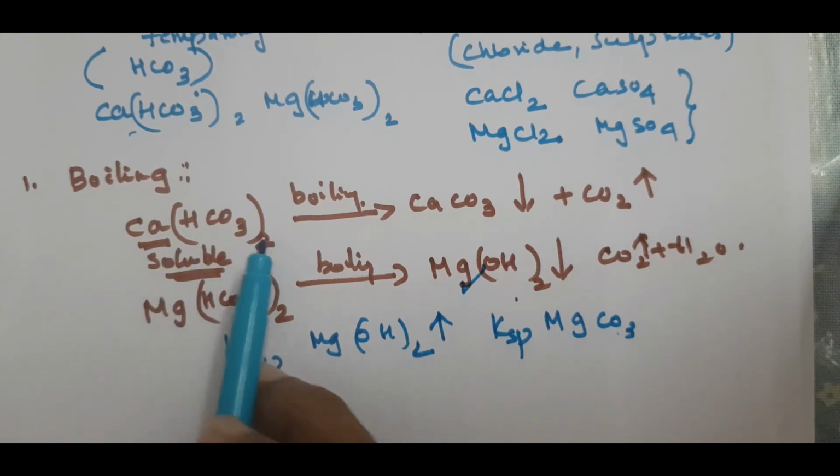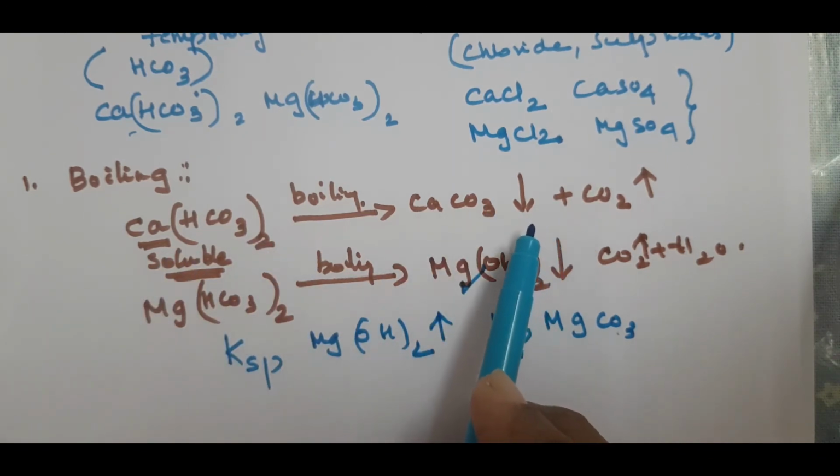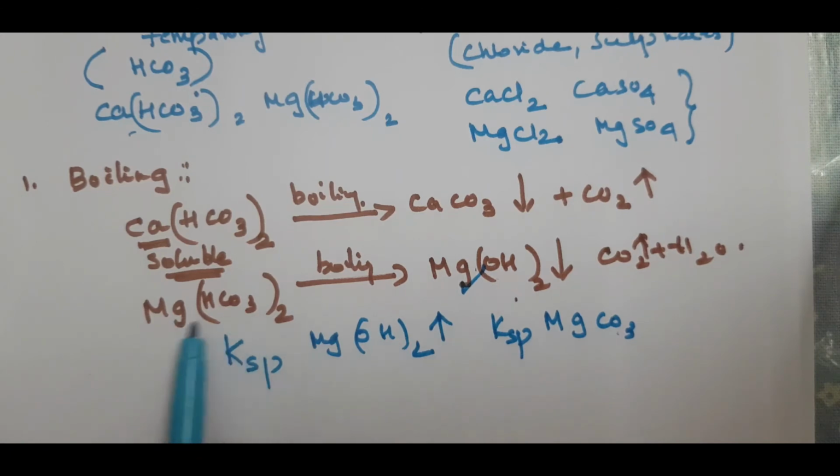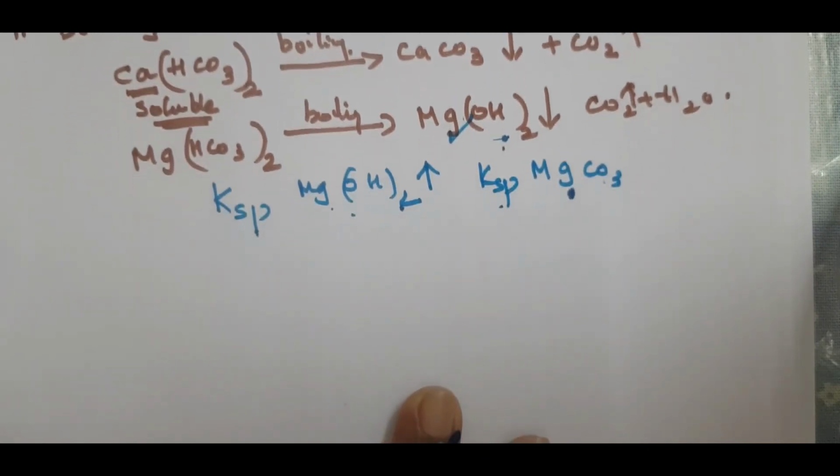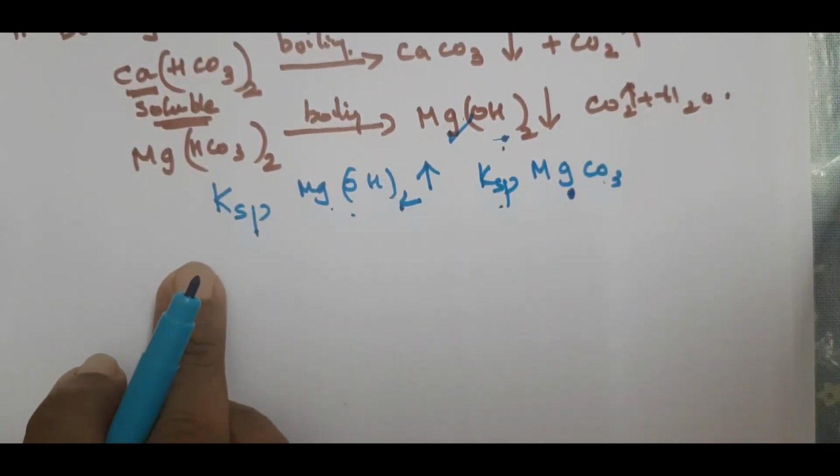Because in calcium bicarbonate, calcium carbonate is precipitated. And if you think that way, in this case also magnesium carbonate would get precipitated. But that is not the case. The magnesium hydroxide is precipitated instead of magnesium carbonate. The reason behind it is that the solubility product of magnesium hydroxide is greater than the solubility product of magnesium carbonate. That is why magnesium hydroxide is precipitated in preference to magnesium carbonate. Okay, so this is the first method to remove this temporary hardness, by boiling.